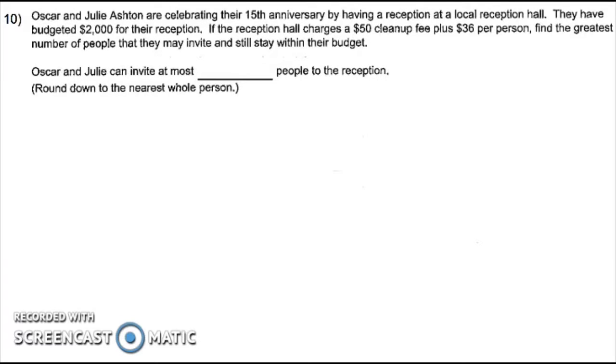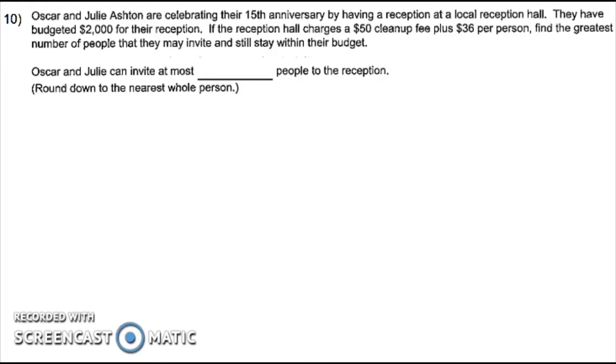Number 10. Oscar and Julie Ashton are celebrating their 15th anniversary by having a reception at a local reception hall. They have budgeted $2,000 for their reception. If the reception hall charges a $50 cleanup fee plus $36 per person, find the greatest number of people that they may invite and still stay within their budget.